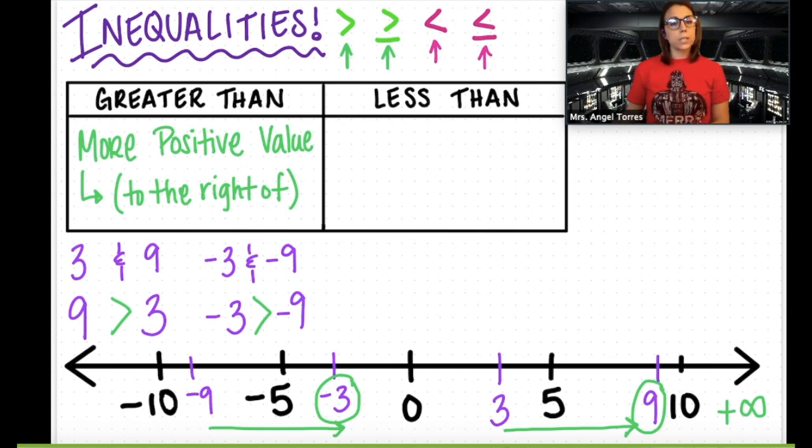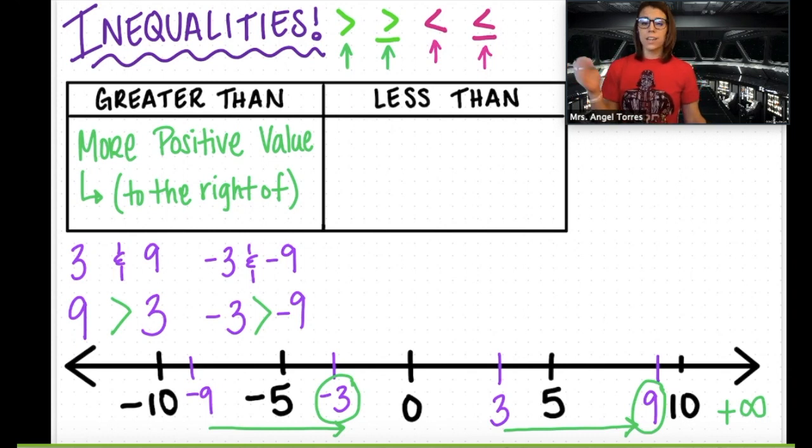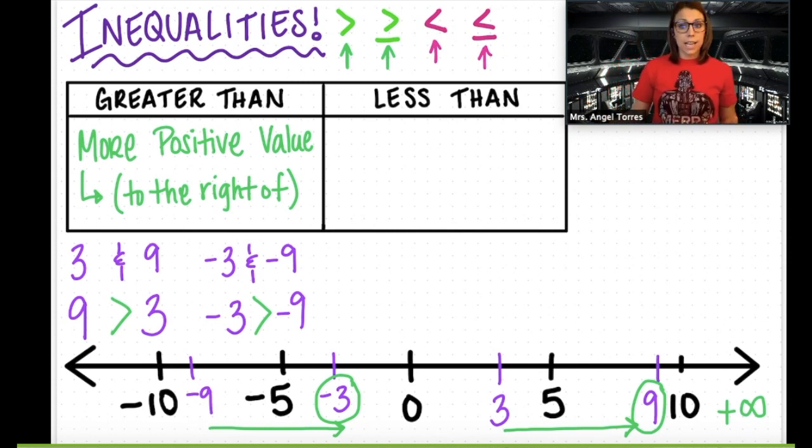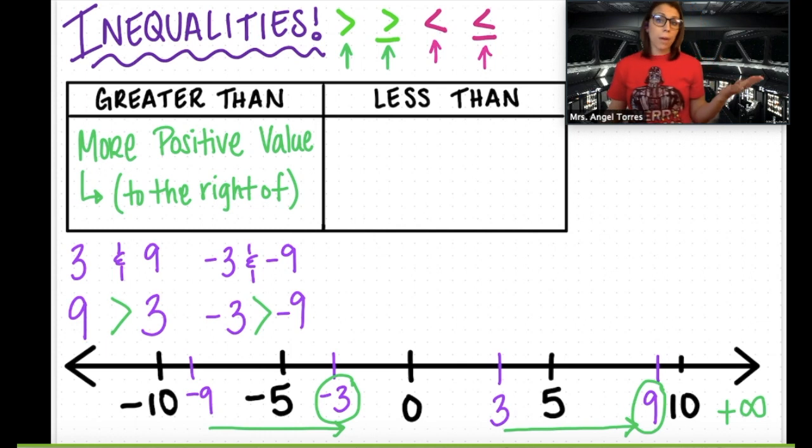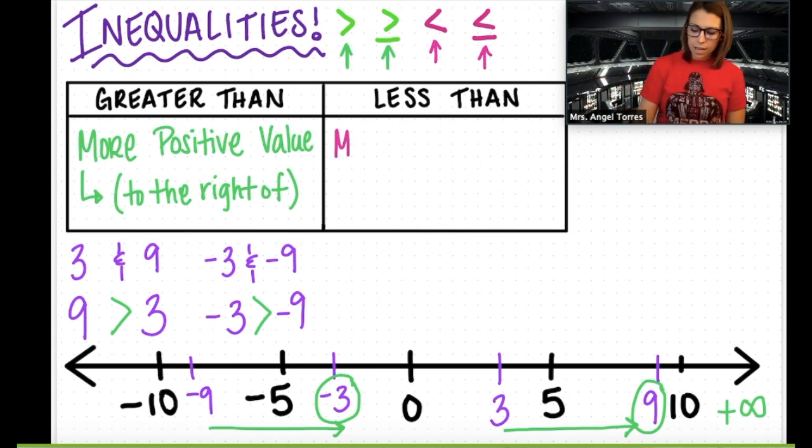And negatives are always trickier because the negative side of the number line is actually a reflection of the positive side. So what would appear to be greater is not actually greater. So now let's look at the definition of less than. Well, if greater than means more positive, I think it's safe to say that less than would mean the opposite of that. It would mean more negative. So less than means to be more negative or to have more negative value.